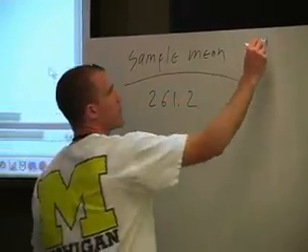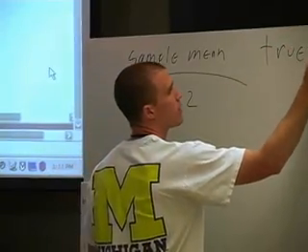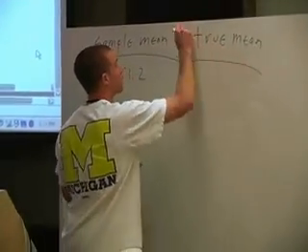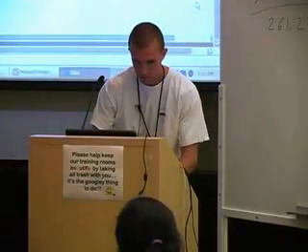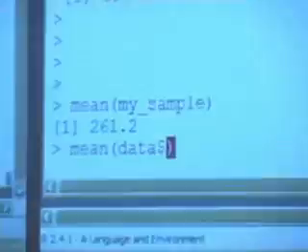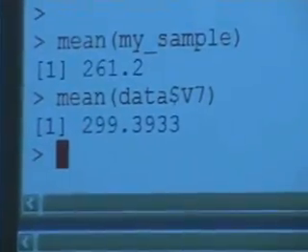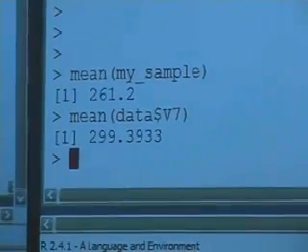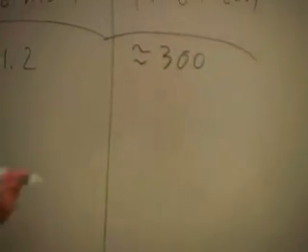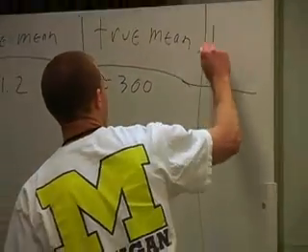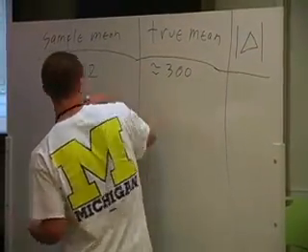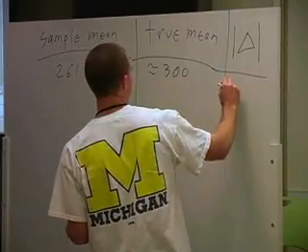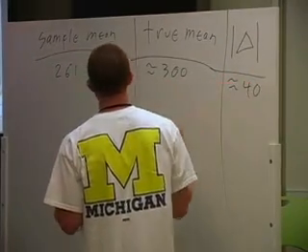And then we could compare that to the true mean. Now, in general, if you didn't really want to mess with the whole data set, you wouldn't really know the true mean. But here, it's only 1922. So let's just look at the mean of data$V7. And so the real mean is 299.3. Let's just call it roughly 300, right? Okay, so our delta, or we call it our absolute delta, sort of the price we paid for taking just 10 observations as opposed to all 1922, we're off by roughly 40. Okay, so that's sort of the price we paid.